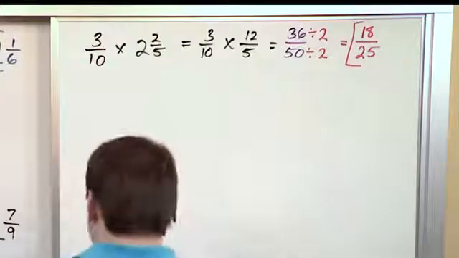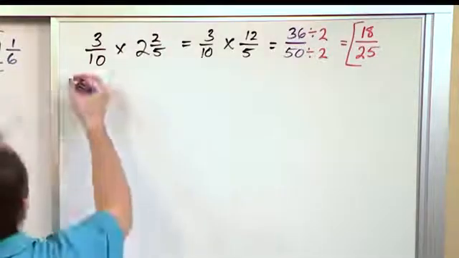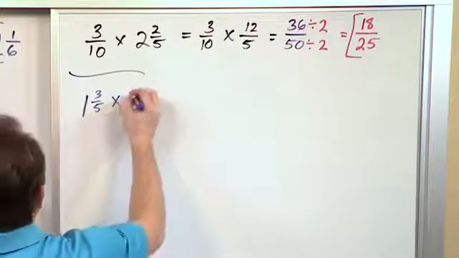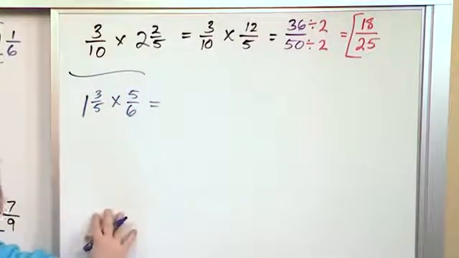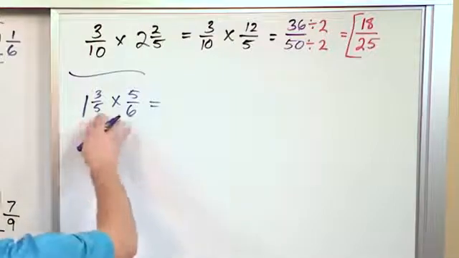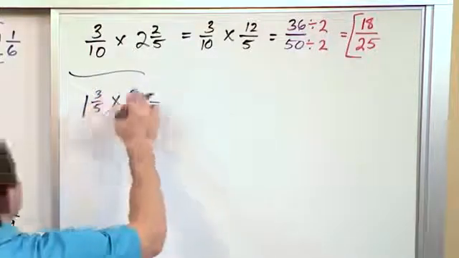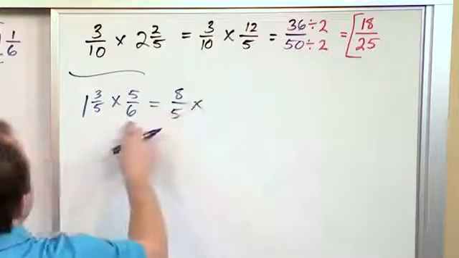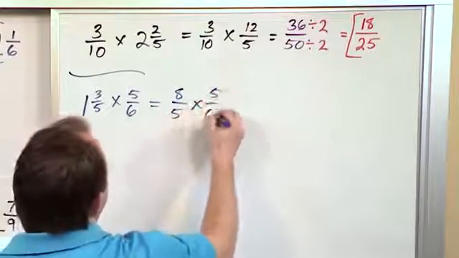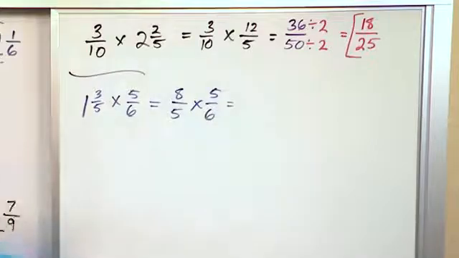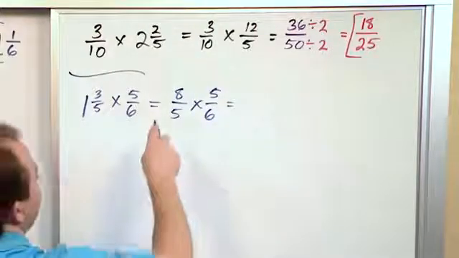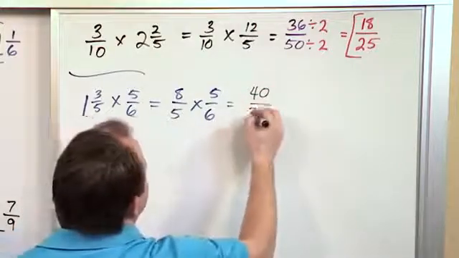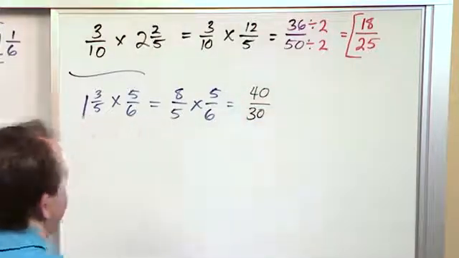All right, I'm just going to do a couple of additional ones and we'll be done. 1 3/5 times 5/6. And so I'm going to convert the mixed number. 5 times 1 is 5, plus 3 is 8, and I write it over 5, so 8/5. This is times 5/6. So what I have here is multiply the tops: 8 times 5 is 40. Multiply the bottoms: 5 times 6 is 30. So I have 40 over 30.